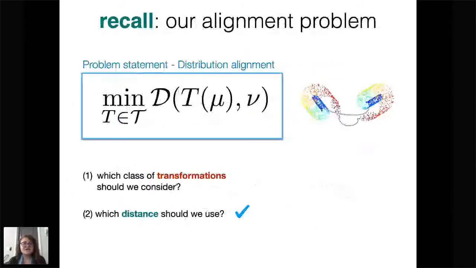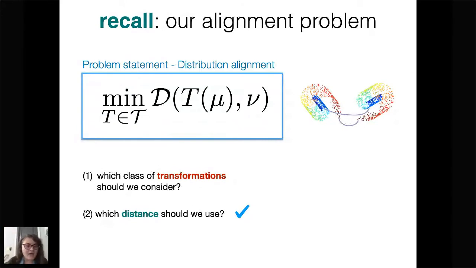All right, so just recall, going back to our original alignment problem, which we see here on top, we had these two questions. One was which types of transformations should we consider, the other distance. So far, I hope I've convinced you, at least at this stage, that optimal transport can make sense when you have some geometry underlying the space over which you would want to compute distances.